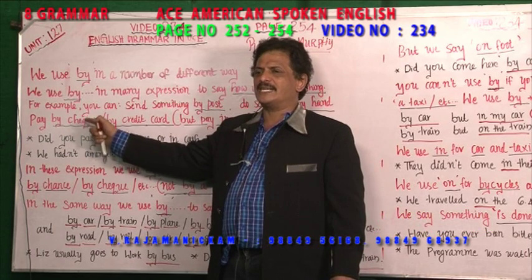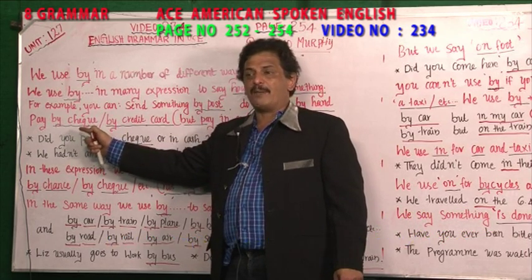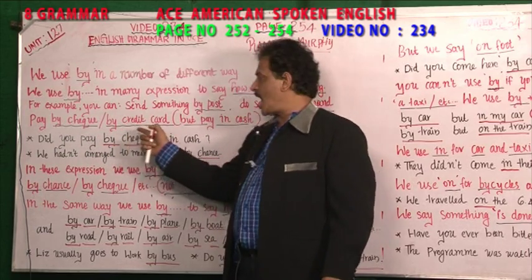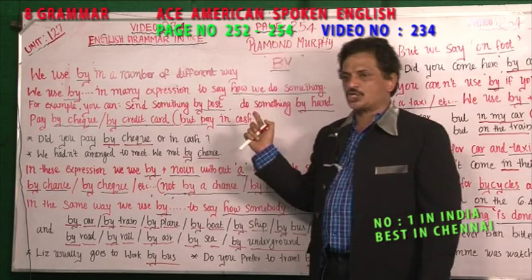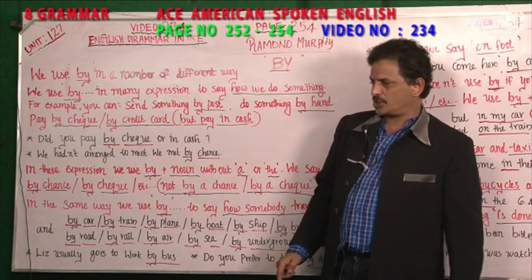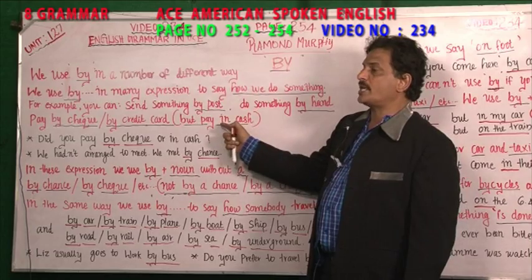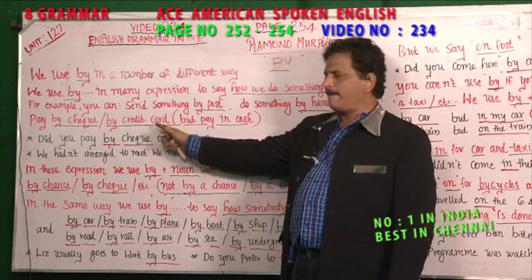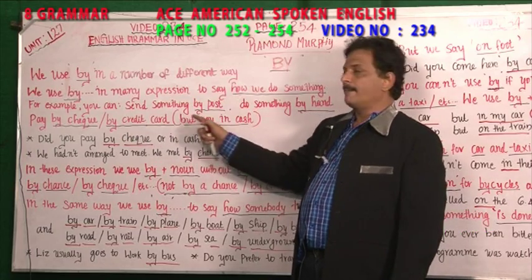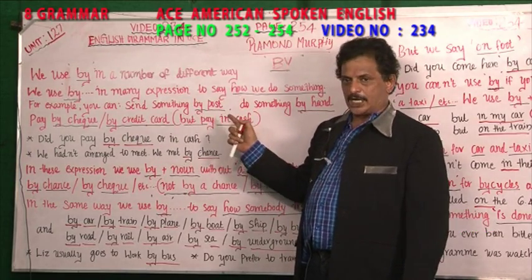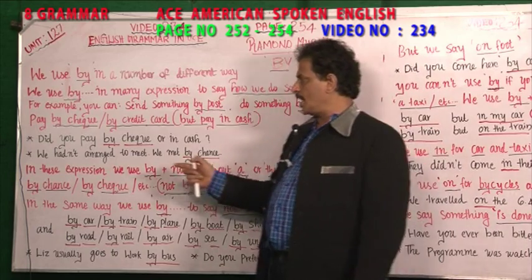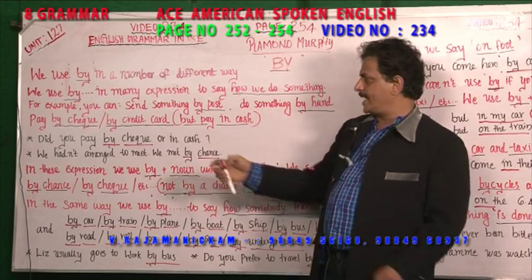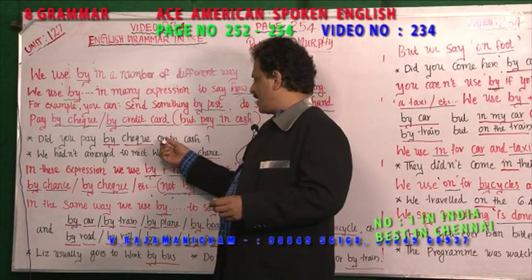How one person does something. Please pay by check. Please pay by credit card. But pay in cash. You can also say, please pay in cash. You don't say pay by cash. Here, pay by check, pay by credit card, but pay in cash. Got it? So here, did you pay by check or in cash? You can say in cash instead of by cash.